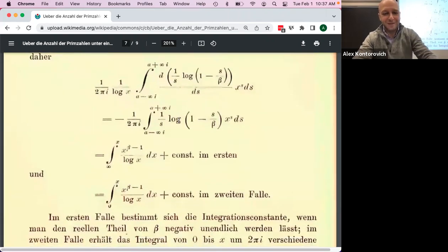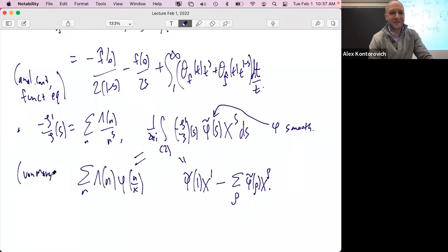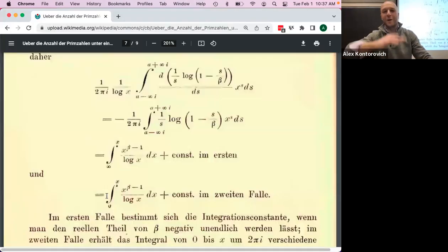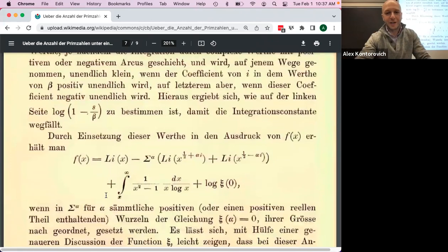The treatment I gave, this one that gives this form, is due to von Mangoldt. This is actually from von Mangoldt himself in 1895, 40 years after Riemann's treatment. So that's why this is called the von Mangoldt function. Okay, I had the chronology backwards last time. So von Mangoldt is way after. It's because he gives a slightly different treatment, which is the simpler treatment.